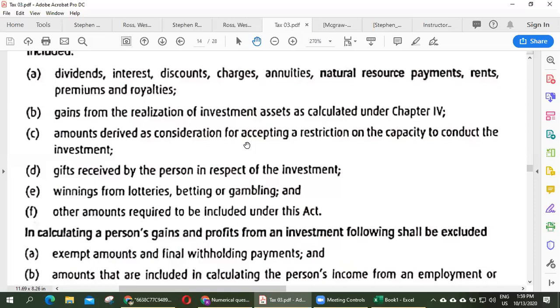Gain from the realization of investment assets, as calculated under chapter 4. Realization of investment assets: say you purchase a land, keep that land for a period of time, then resell that land and make a profit. That kind of transaction will be treated as investment income. Amount derived as consideration for accepting a restriction on the capacity to conduct the business or the investment. Gift received by the person in respect of the investment, winnings from lotteries, betting or gambling, and other amounts required to be included under this act.